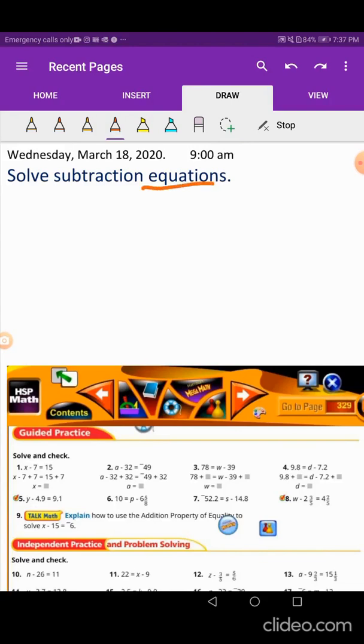When we are talking about an equation, we are talking about two sides that are equal. And to keep it balanced, whatever you do to one side, you need to do to the second side. If you are adding 1 here, you add 1 there. If you multiply by 2 here, you multiply by 2 there.